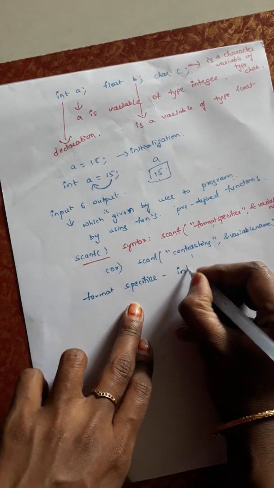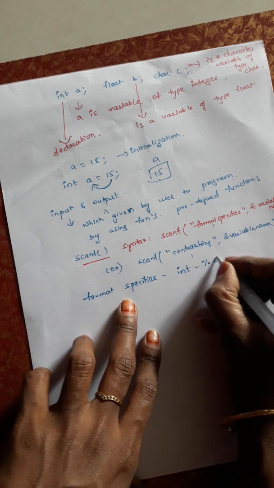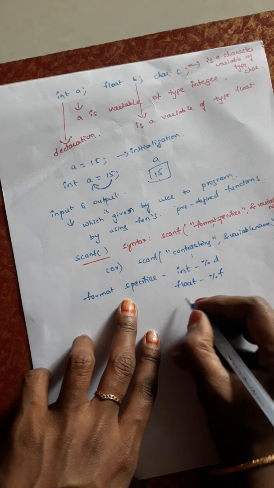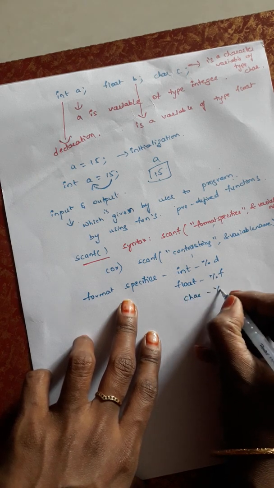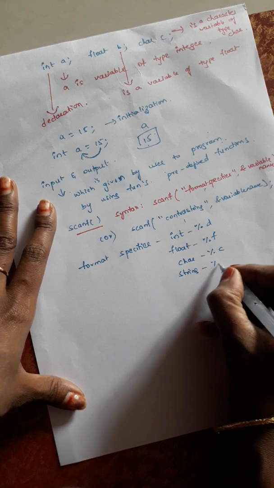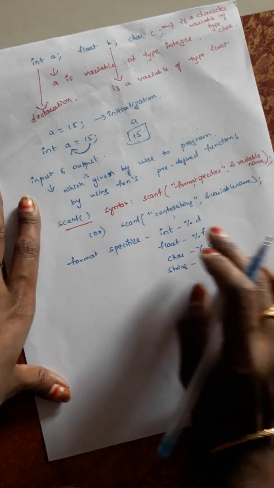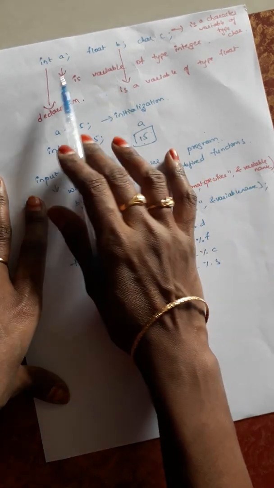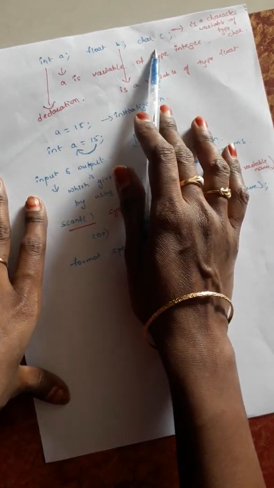For the int data type we use the format %d. For the float data type we use the format %f. For character, %c. For string, %s. So these are the format specifiers. It depends on what type of data we are giving to the input: either we give int data, or decimal data, or character data.